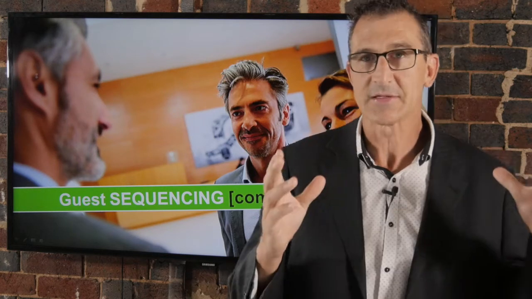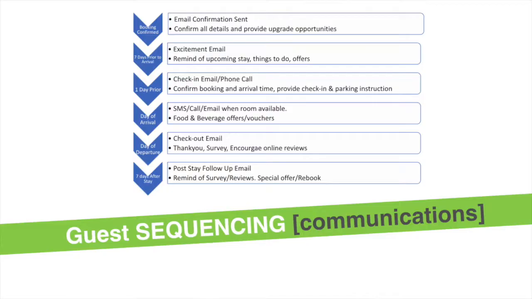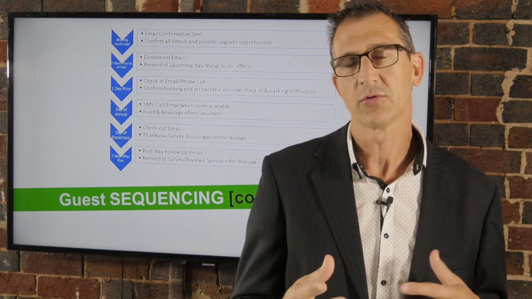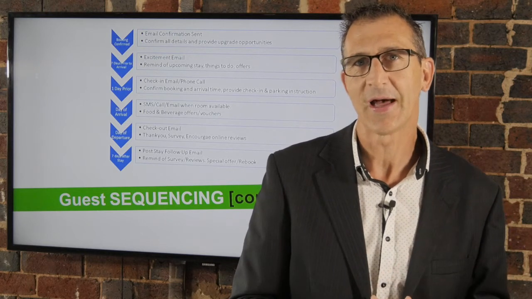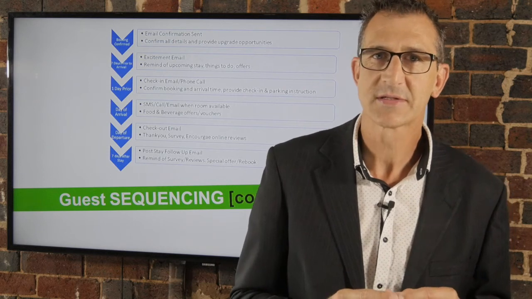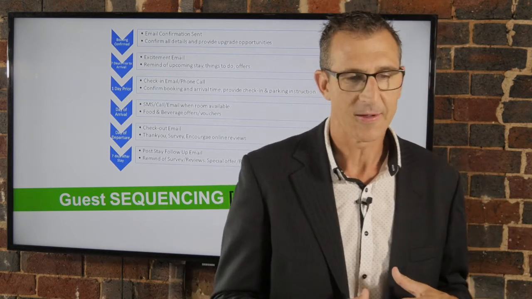So it's starting at the earliest possible point from when they actually book a reservation, and everything in between right through until when they check out, and even probably a week or so after they check out. It's what are we doing, how are we communicating with those people all the way along. So we've got a little diagram here of just an example that you may like to consider. Not every hotel is going to do exactly this, but these are some of the contact points you could consider being in communication with your guests before, during and after the stay.